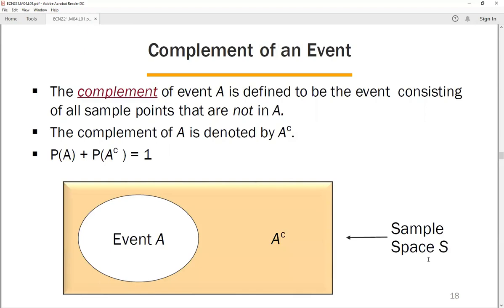Okay, I want to think about then the complement of an event. The complement of an event is defined to be the event consisting of all sample points that are not in event A, let's say. The complement is denoted with a little c as a superscript. And we'll just go back to the rule that probabilities have to sum to 1. So the probability that something is in A or its complement is going to equal 1, is what we've got there.